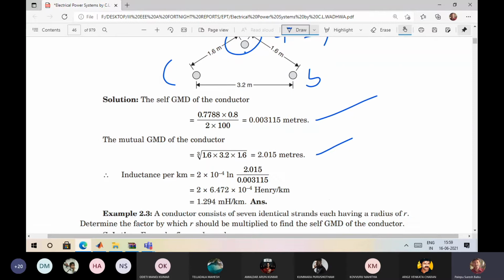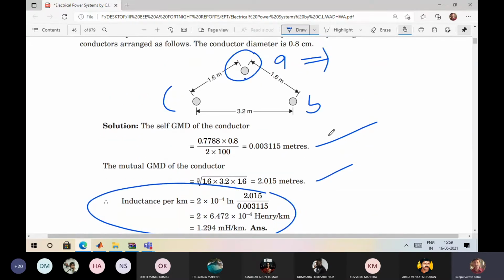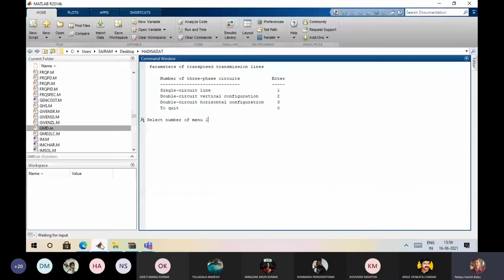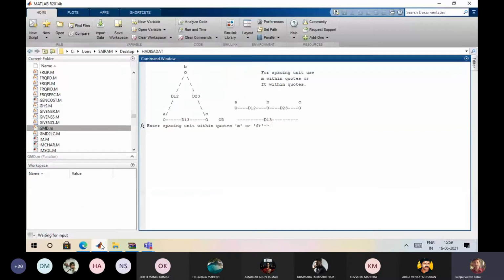We can't calculate the inductance without this; we can calculate it only with GMD and GMR. Coming to the first option, we select 1 and press enter. Here you can see that there are two configurations: one is horizontal spacing, and the other is triangular spacing.